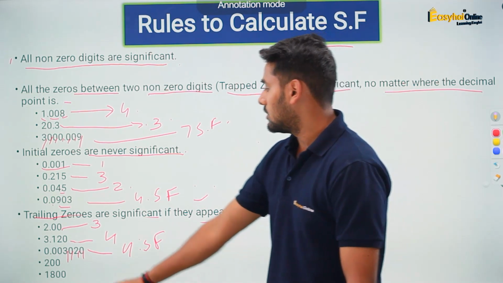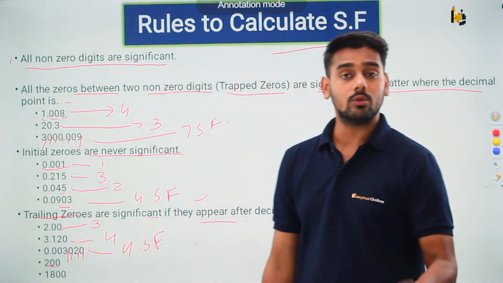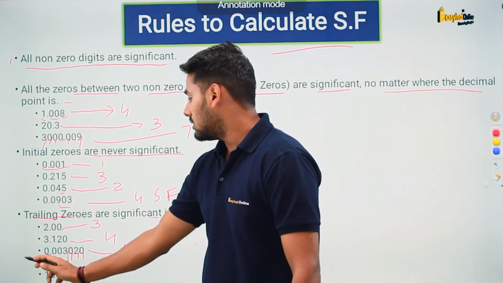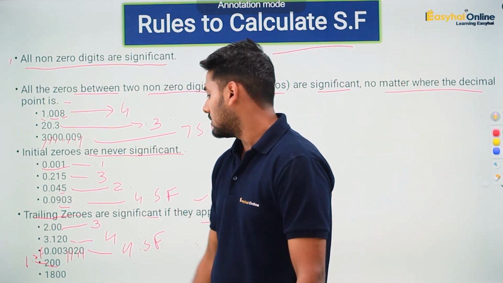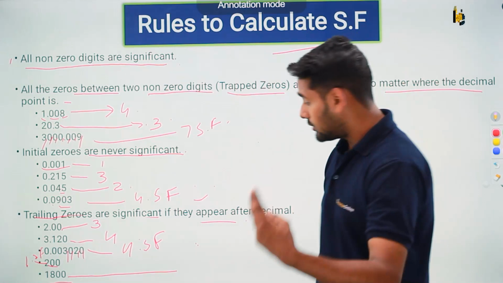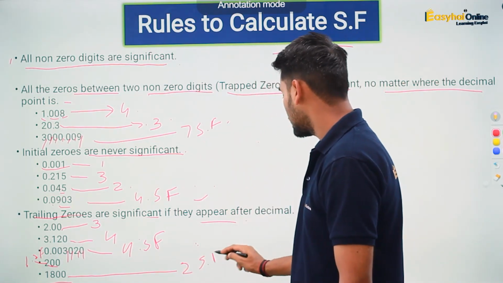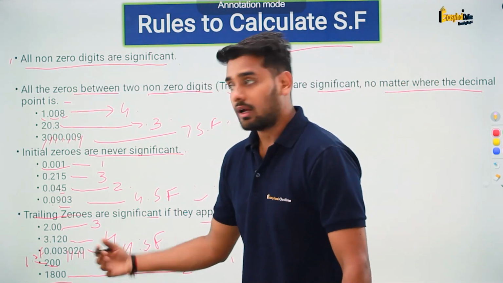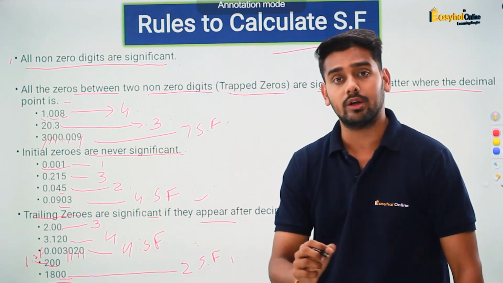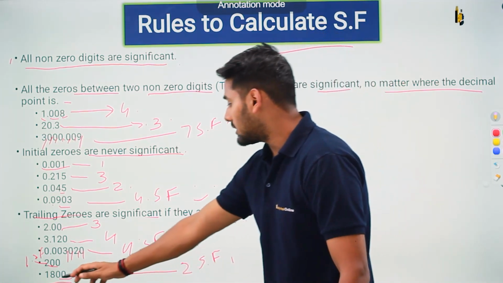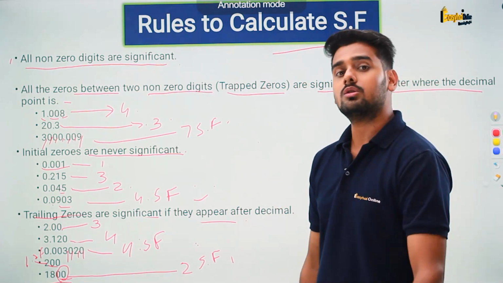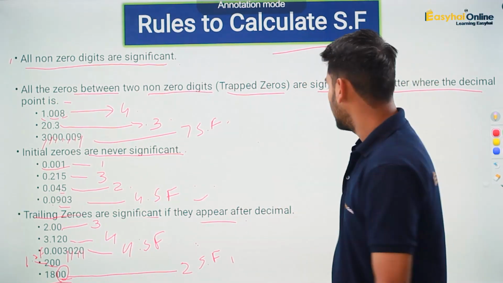Okay. Look at this 200. There is no decimal point in 200. So this means in this case there is only 1 significant figure. What about this 1800? For 1800 there are 2 significant figures. There is no decimal point, and when there is a trailing zero but no decimal point, it will not be considered as a significant figure. But if you put a decimal point over there, those zeros will be considered as significant figures.